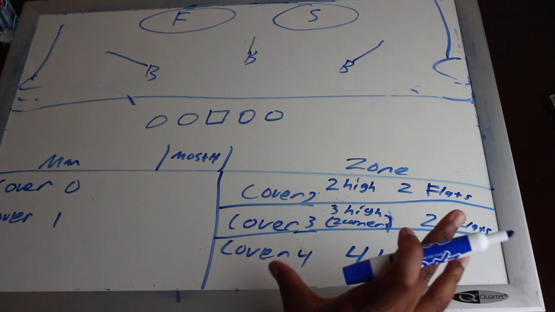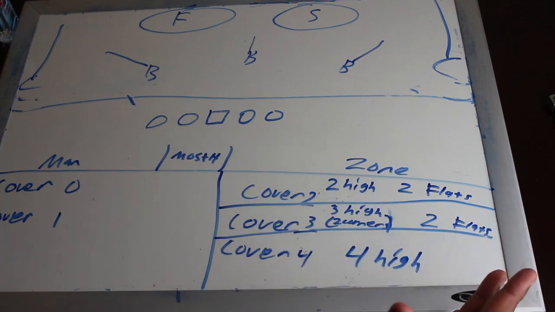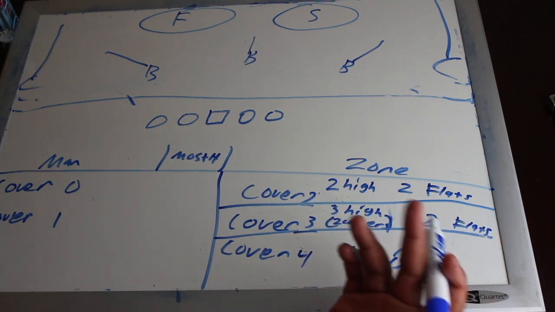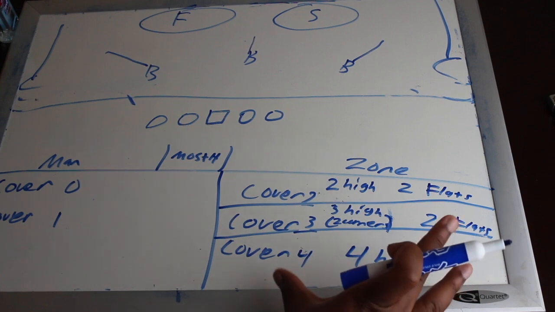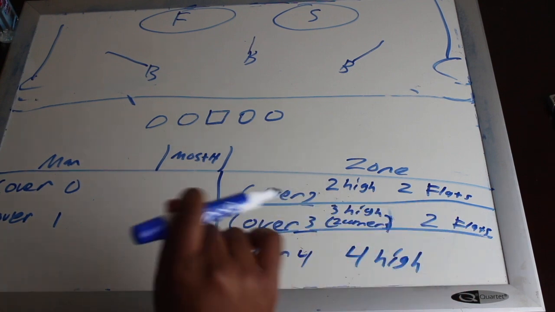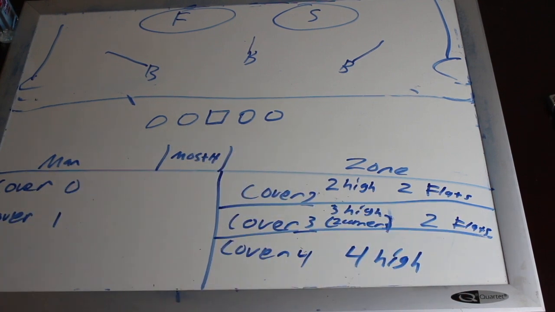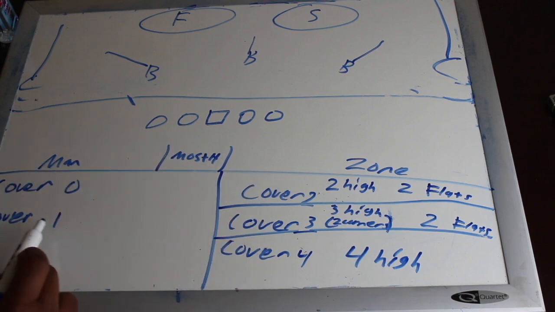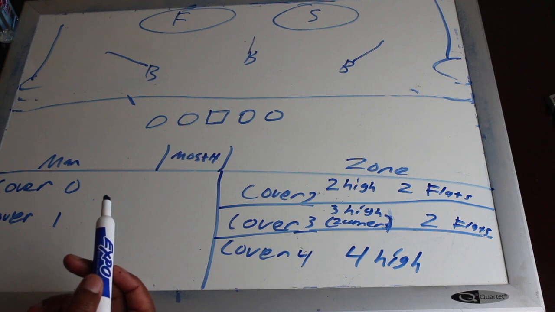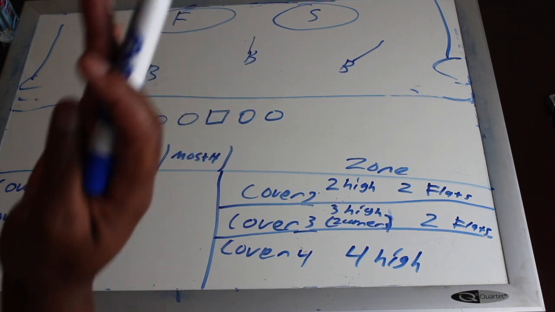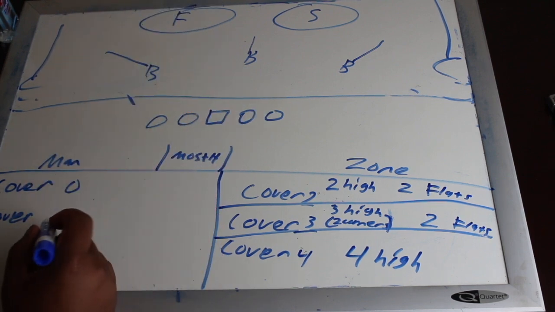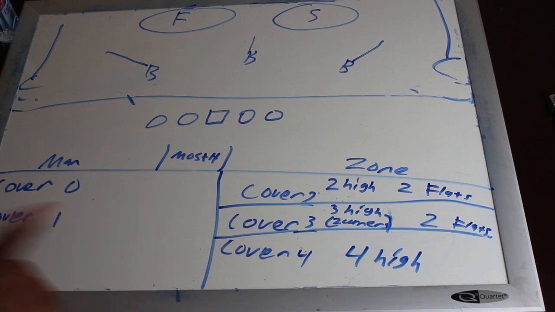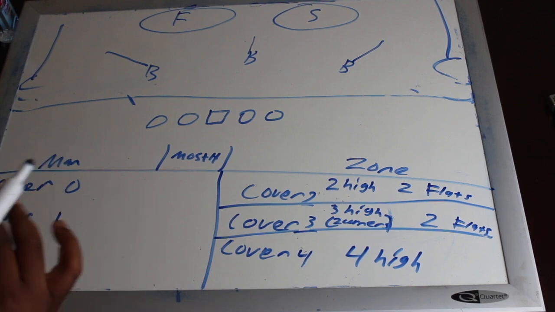These are your notes in terms of what you're doing with your corners and safeties. These don't necessarily apply to linebackers. And this is man stuff over here. Cover zero, everybody's in man. You can do some blitzes if you want to. Cover one, most likely everybody's in man as well. You may have one guy playing hook and curl maybe, but the key to cover one is one safety is going to be high. So that's just how you know that.